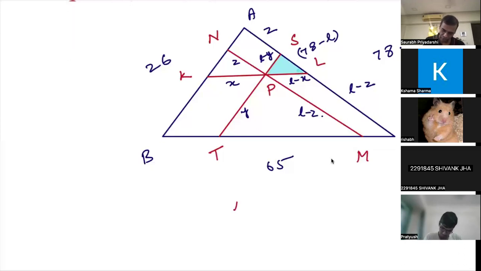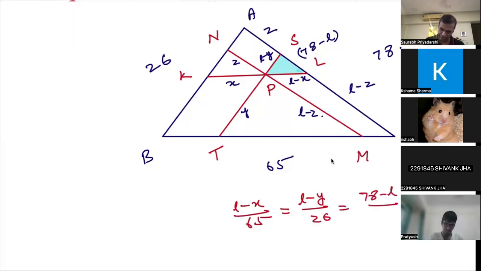So if L minus X upon 65 is equal to L minus Y upon 26 is equal to 78 minus L upon 78. This is the first one. Or you can take the second one as this one.